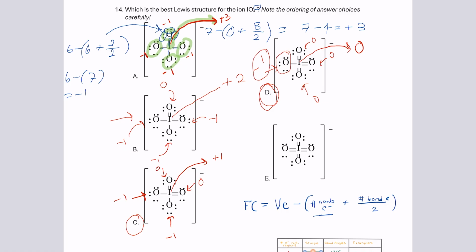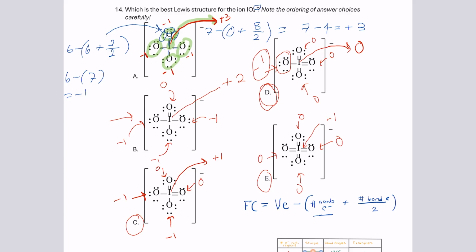Very interesting. Now let's do our last one. Option E. In this case, all 3 oxygen atoms have a formal charge of 0, and the iodine has a formal charge of negative 1.